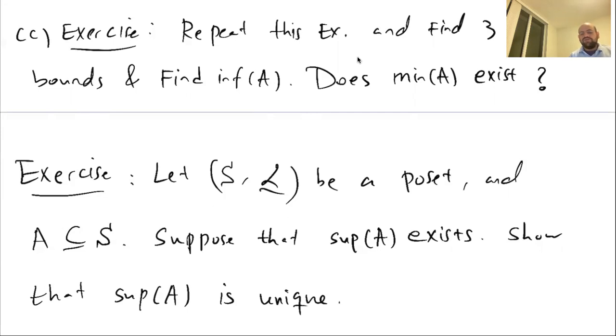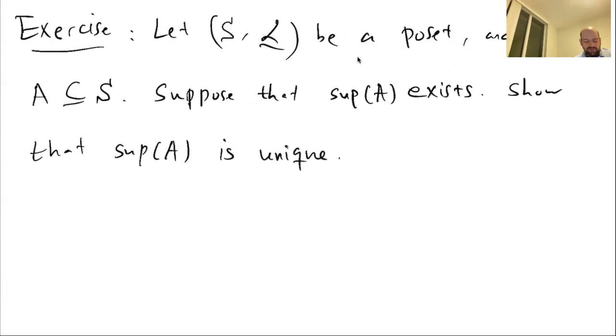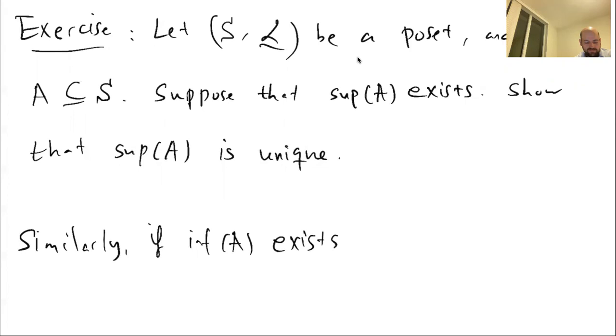Similarly, we can do the same argument. If the infimum of A exists, then it will be unique. And again, for this reason, the infimum of A is called the greatest lower bound, because there's only one of them.